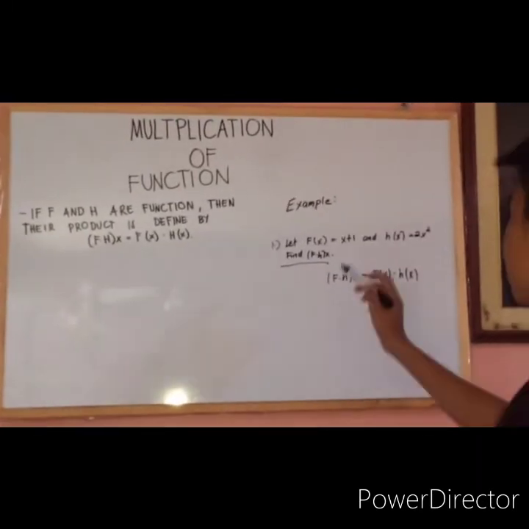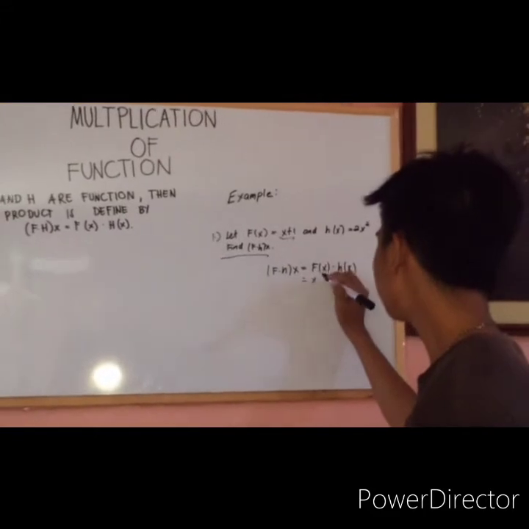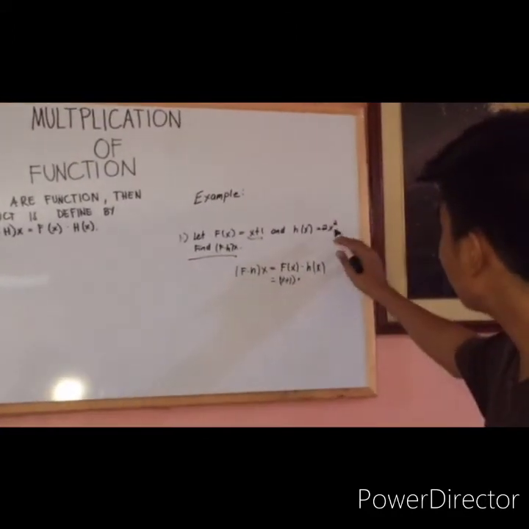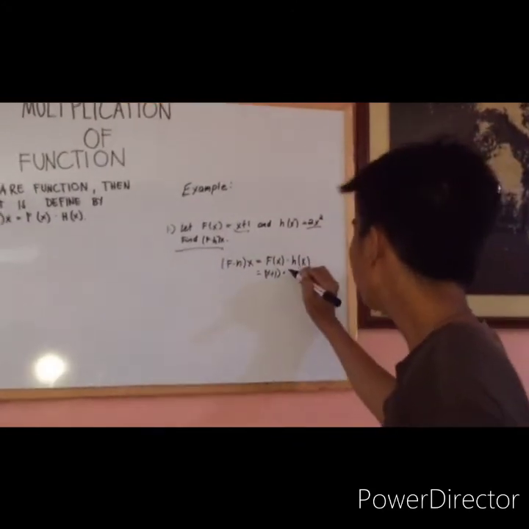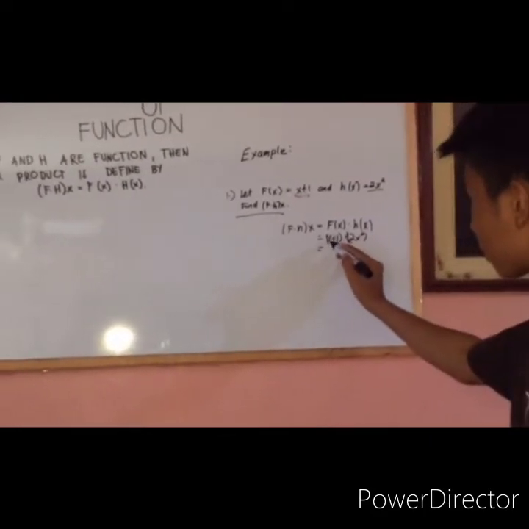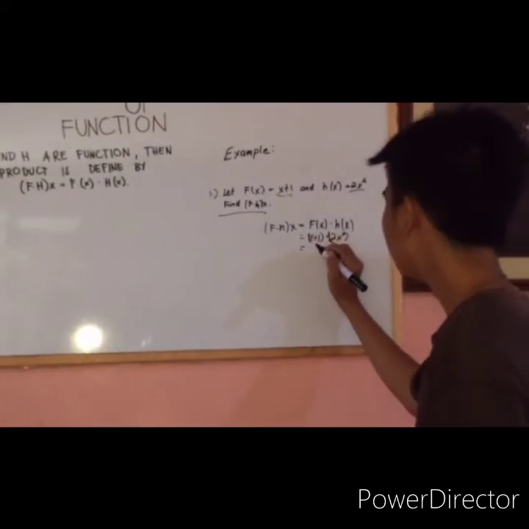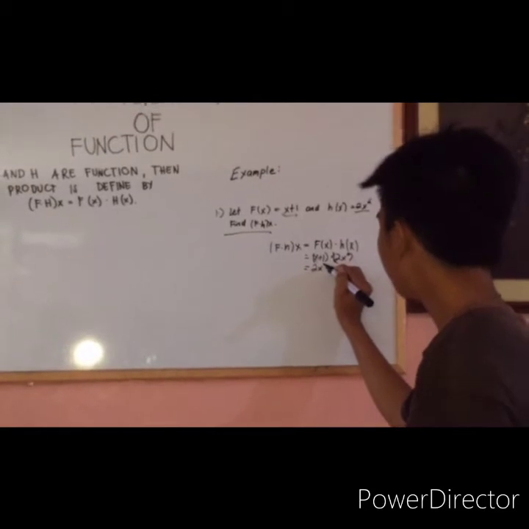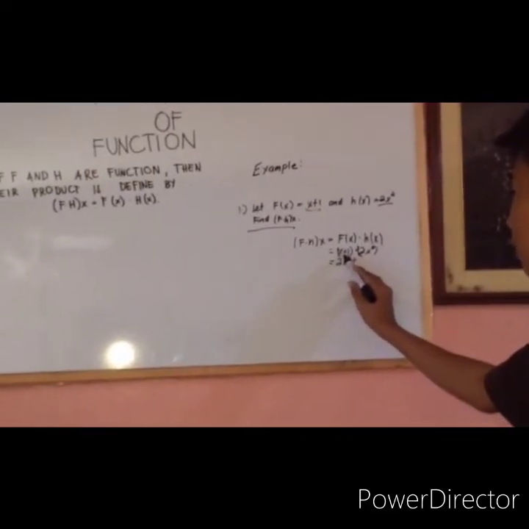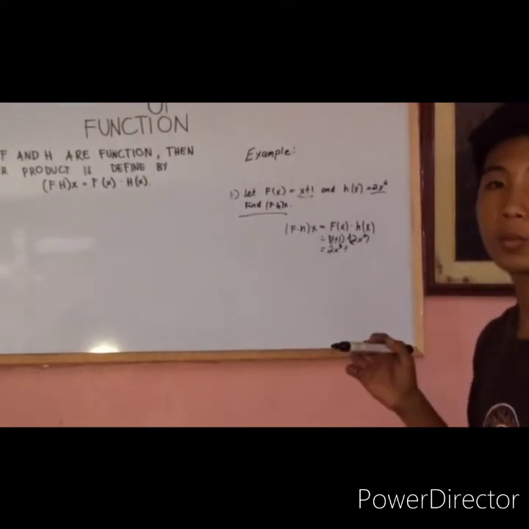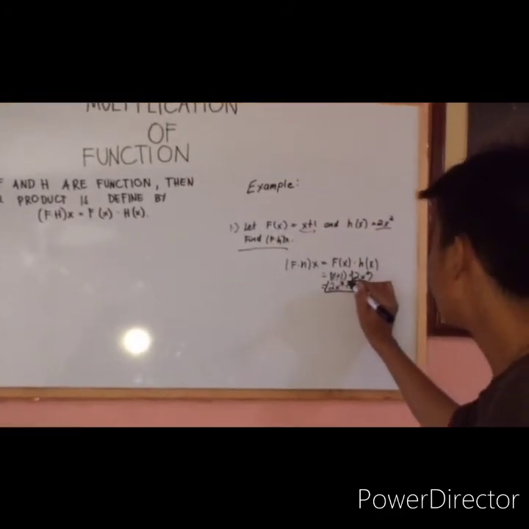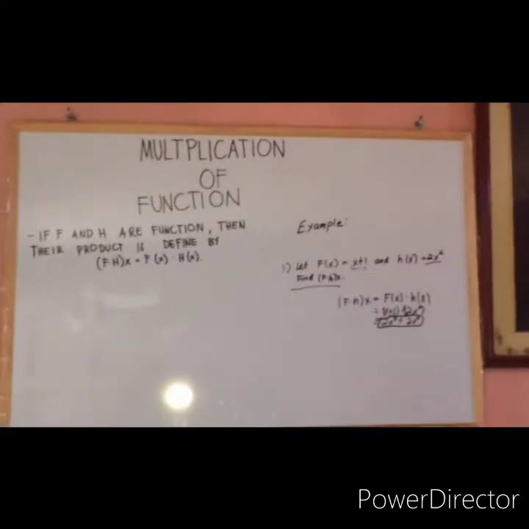Now, our f of x is x plus 1. So x plus 1 times h of x, or h of x is 2x squared. So 2x squared, open and close parenthesis. So x times 2x squared is 2x cubed. Now plus, we will follow this plus. Now 2x squared times 1 will become 2x squared. Now this is our answer: 2x cubed plus 2x squared.